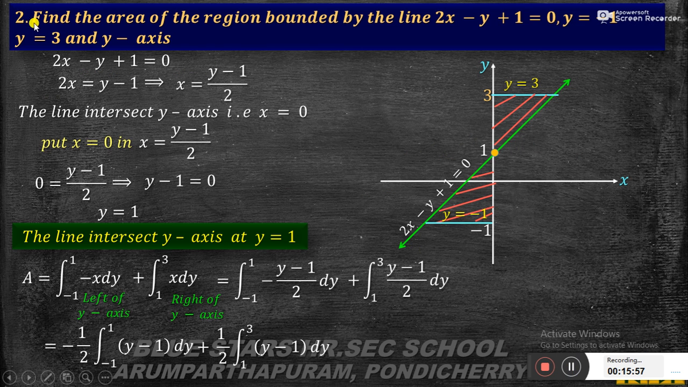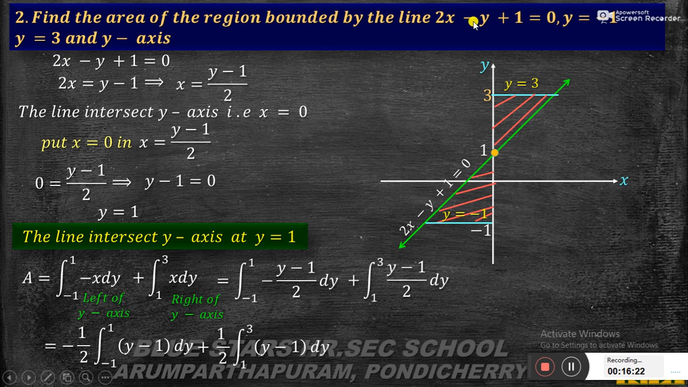So now we discuss about the second problem. Find the area of the region bounded by the line 2x minus y plus 1 equal to 0, y equal to minus 1, y equal to 3 and y-axis. You read the question. Here they ask about the area of the region bounded by the line 2x minus y plus 1 equal to 0, y equal to minus 1, y equal to 3 and y-axis.